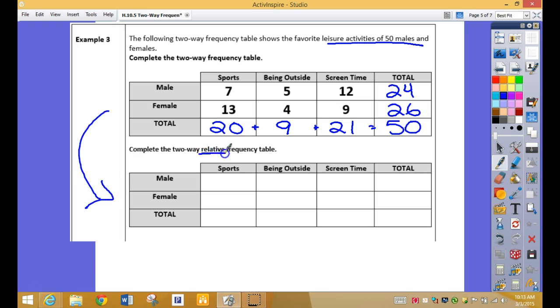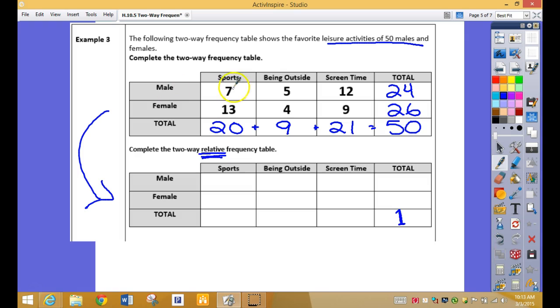down here in a relative frequency table. And on the front page, I talked about what the total of a relative frequency table is. It doesn't change like a two-way table. On a relative frequency table, your total is always 1. Because we're working with decimals. We're going to see the percent of the total outcome.